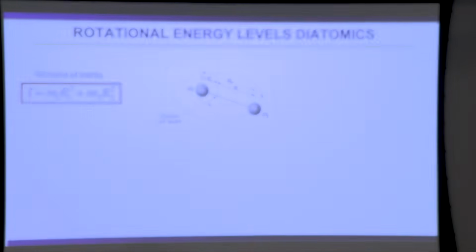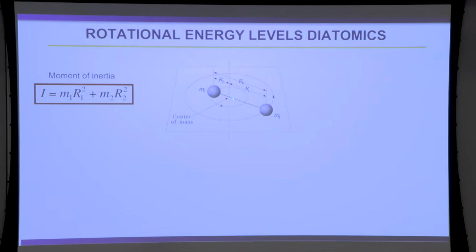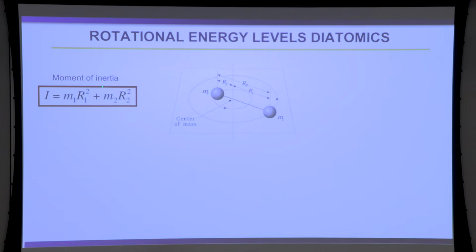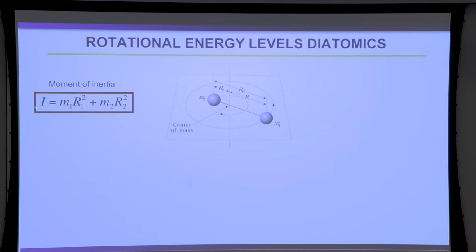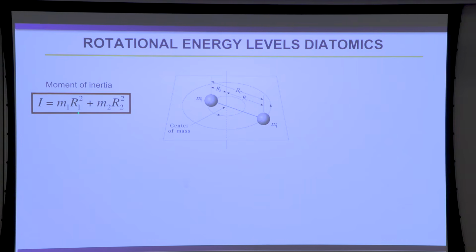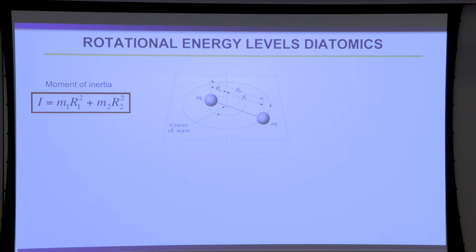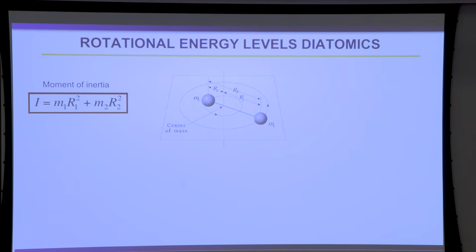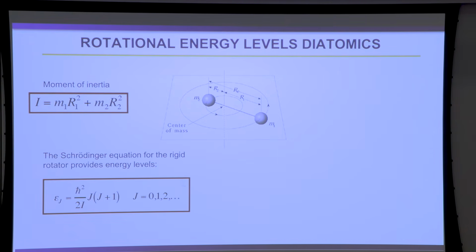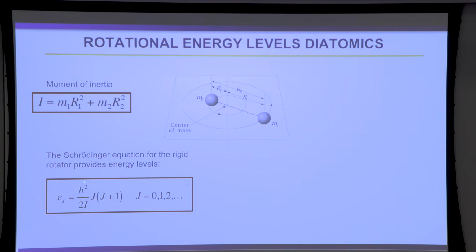So if you have a diatomic molecule, what are the rotational levels? Let's think about the molecule here that you have. This is the distance, and this is the center of mass, this point here. The moment of inertia for the system, this I, is basically a function of the mass multiplied by the square of the distance from the center of mass, plus the second mass times its distance squared. The Schrödinger equation for the rigid rotor provides some energy levels. The energy levels are, again, h bar, and then you have this I related to the moment of inertia, and J.